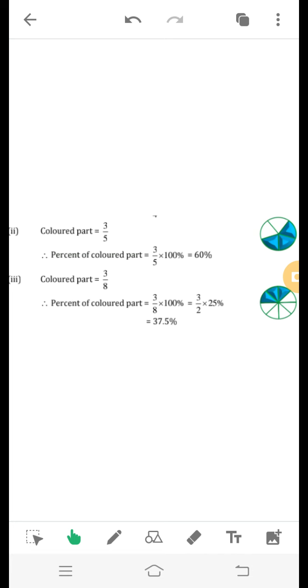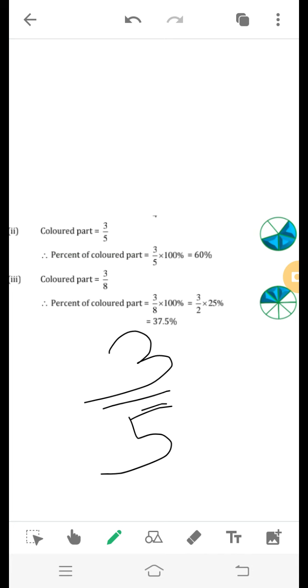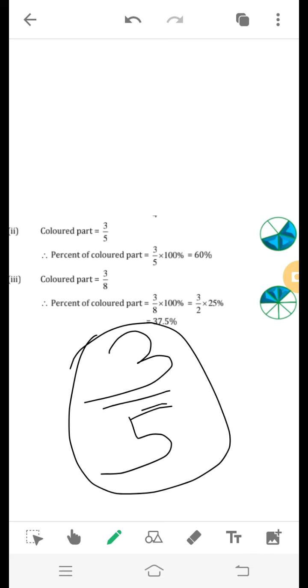In the second circle, we can see that there are a total of 5 parts. So the total that you have to write below. Out of 5 parts, 3 parts are colored. So that you have to write above. So the number becomes 3 upon 5.